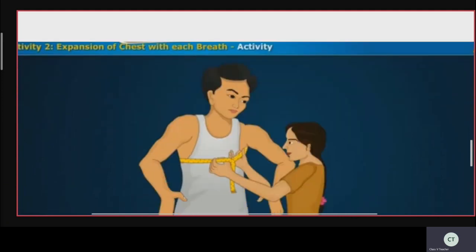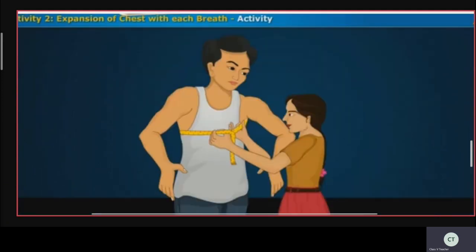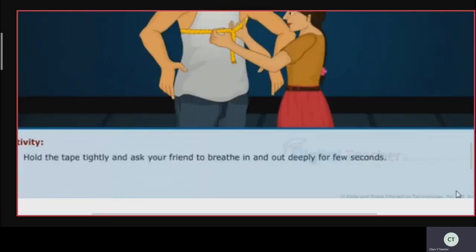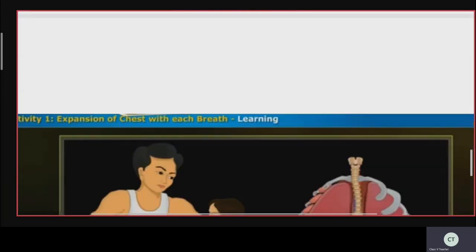Now see one small activity we can do. Expansion of chest with each breath. See, take a tape. Here, what is the girl doing? She has a tape. She asks the person to take a breath in and she measures. After that, she notes it down. After that, she asks to release the breath. Then what happens to the chest? You can measure it, children. Hold the tape tightly and ask your friend to breathe in and out deeply for a few seconds. So what happens? The chest will expand, isn't it?